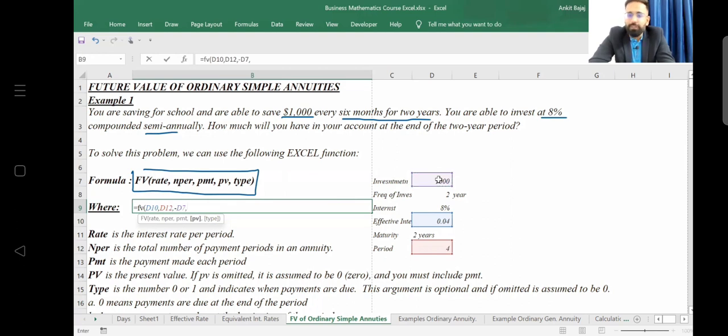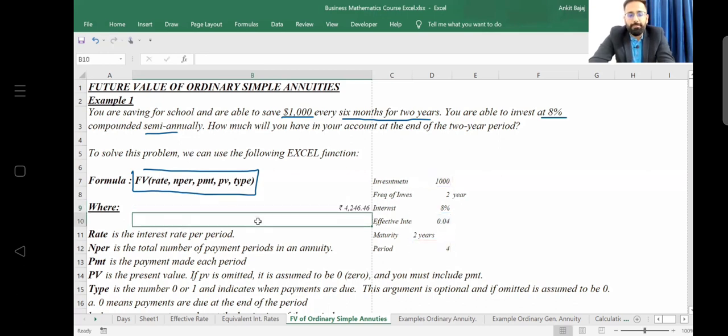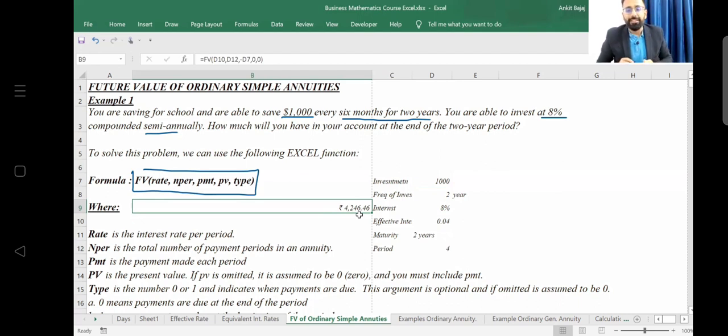PV means present value, that is the value of your portfolio. Right now we don't have any value because we are just starting the investment. Now, comma, here it will ask whether you are investing at the end of the period or at the beginning of the period. If nothing is given, we will select end of the period, and I will close the bracket, right? So what will be the value of your investment after 2 years? If I press enter here, the value of your investment after 2 years is going to be 4,246 rupees, right? If you solve manually, you will get the same answer.